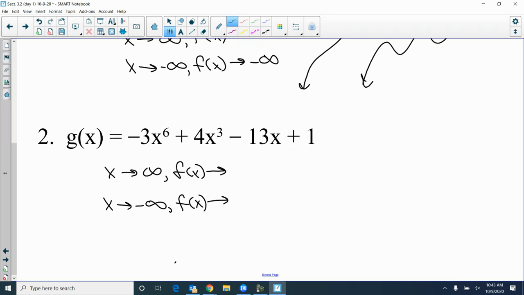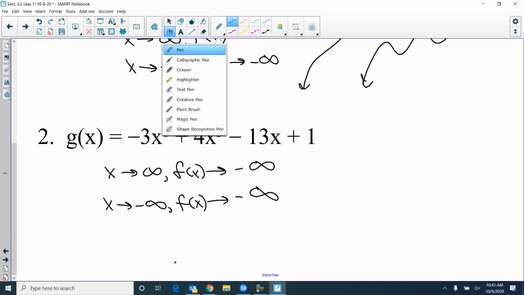Peyton Rader, where's the end behavior? What's it going? As x goes to infinity, f of x goes to negative infinity. Okay. And as x goes to negative infinity, f of x goes to negative infinity again. Good. They're both going to negative infinity.